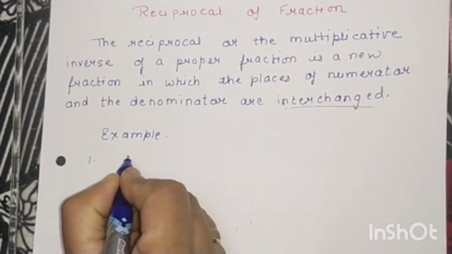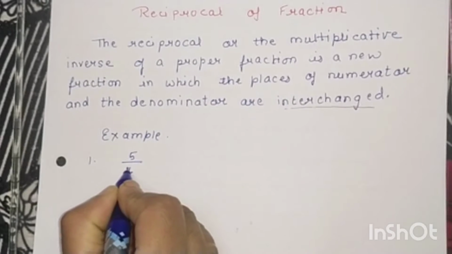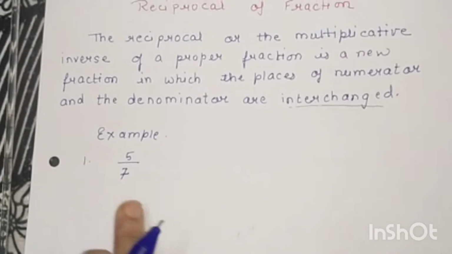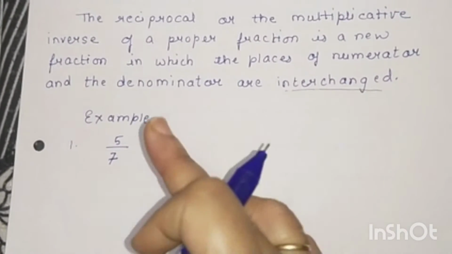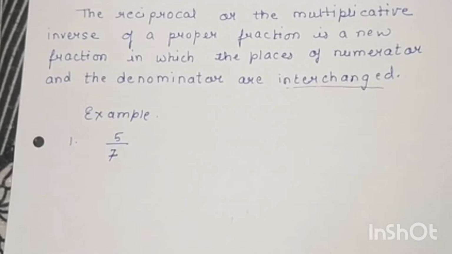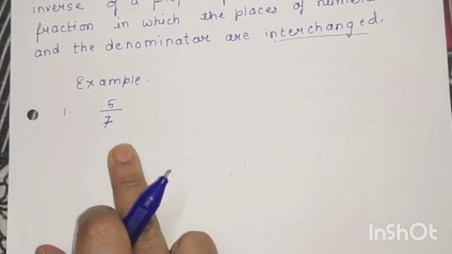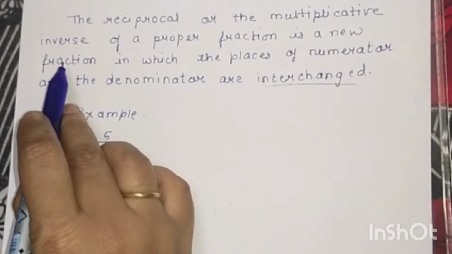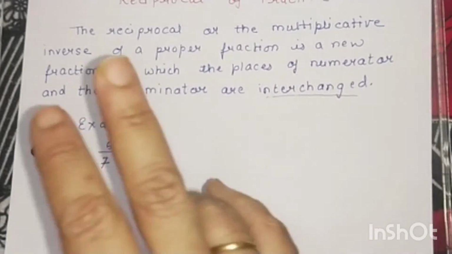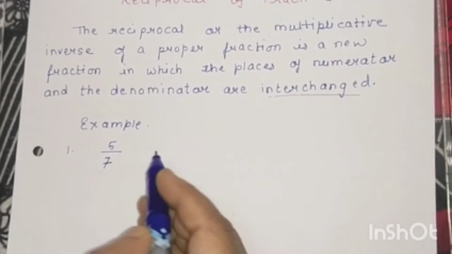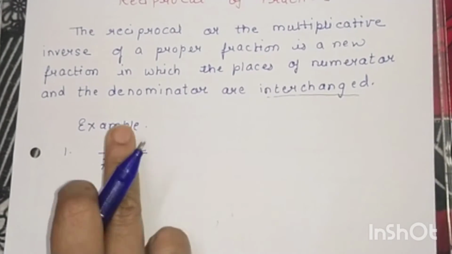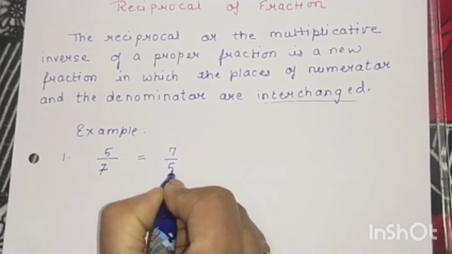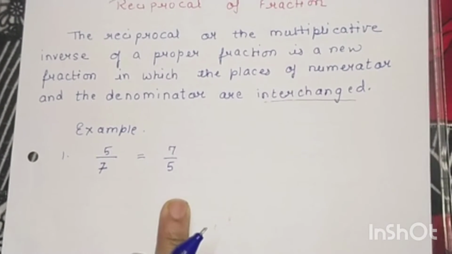Example, we will take say 5 by 7. Here 5 is the numerator and 7 is the denominator, and this is a proper fraction. Why is it a proper fraction? Because the numerator is smaller than the denominator. Now we have to reciprocal it. Reciprocal means multiplicative inverse, that means interchange of numerator and denominator. The numerator will go to the denominator and the denominator will go to the numerator place, that is 7 by 5, and this is called the reciprocal of a fraction.